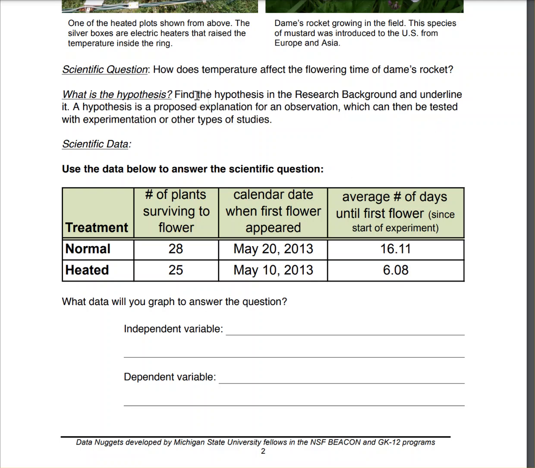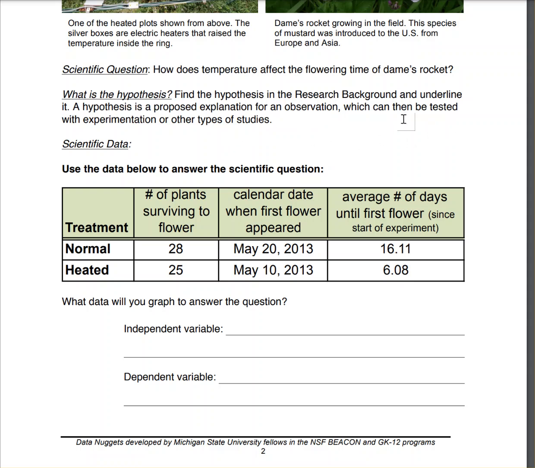So in this case, they were looking at how does temperature affect the flowering time of Dame's rocket. And they thought that an increase in temperature would make the flowers appear sooner. So their hypothesis would probably be something like, if I raise the temperature, then the flowers will bloom sooner. Right? If I do this, then this will happen. If I raise the temperature, then the flowers will appear sooner. That's our hypothesis. That's what you can write down right here.